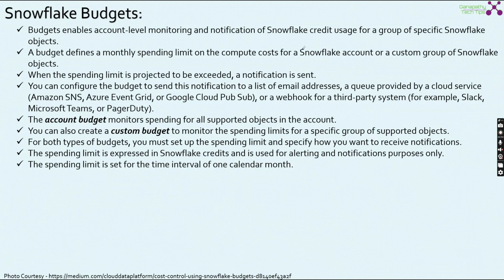Budgets enable account level monitoring and notification of Snowflake credit usage for a group of specific Snowflake objects. A Snowflake budget defines the monthly spending limit on compute cost for a Snowflake account or a custom group of Snowflake objects. When the spending limit is projected to be exceeded, a notification is sent. You can configure the budget to send the notification to a list of email addresses, a queue provided by the cloud service, something like Amazon SNS, Azure Event Grid or Google's Pub/Sub, or a webhook or a third party system. Example, a Slack message, a Microsoft Teams message or a PagerDuty message as well.